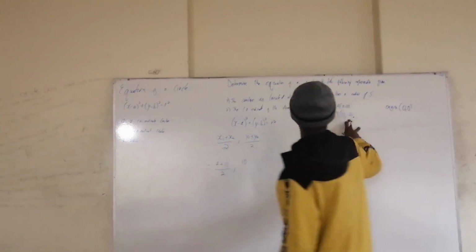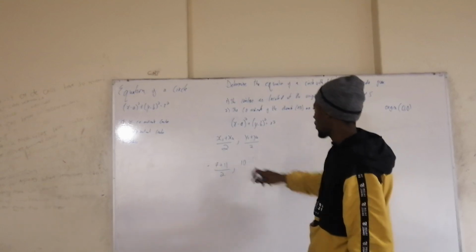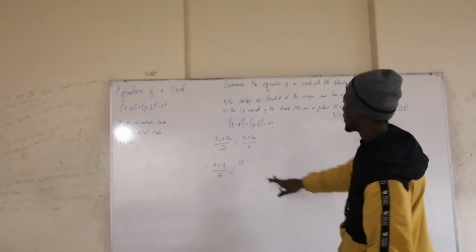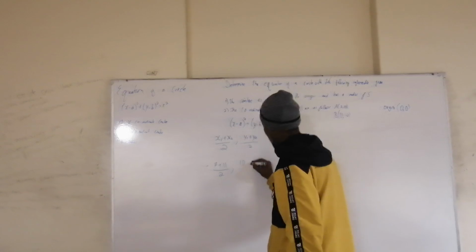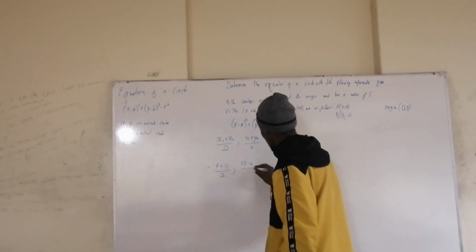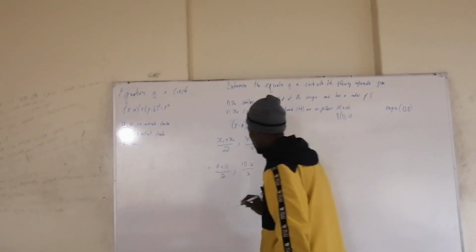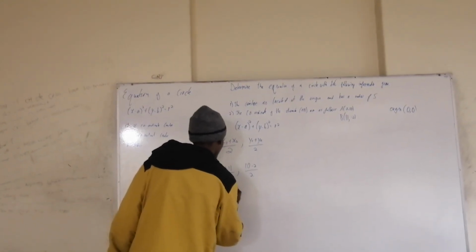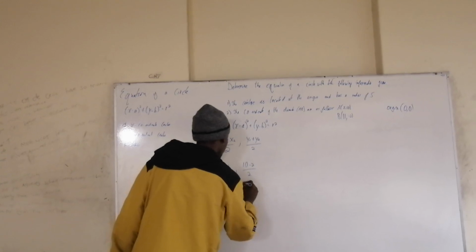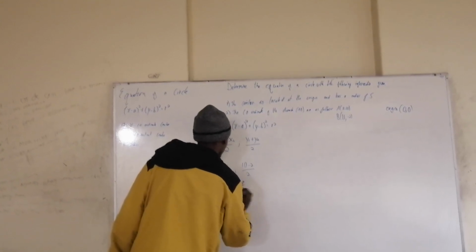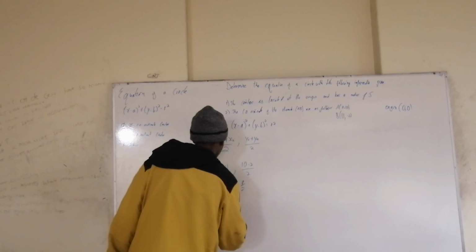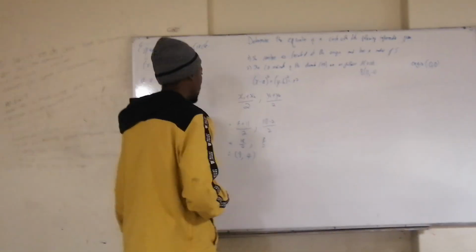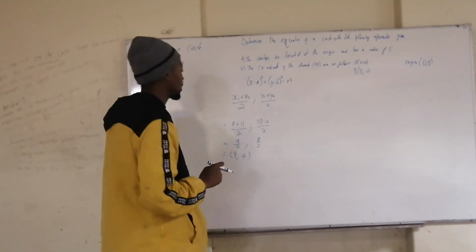Since y2 has a negative sign, it will also affect the positive sign here. It will be minus 2 all over 2. And this will give us 18 over 2 and 8 over 2, which will give us 9 and 4. These are the coordinates of the center point.